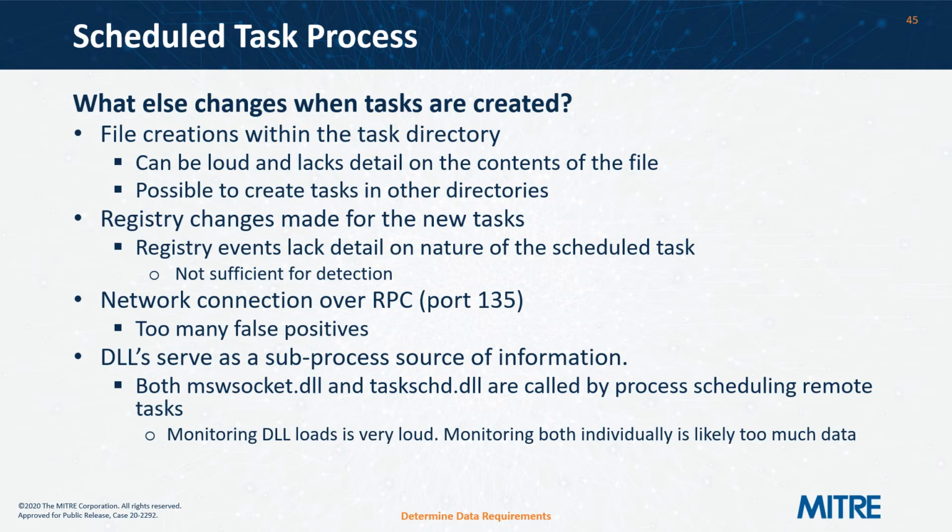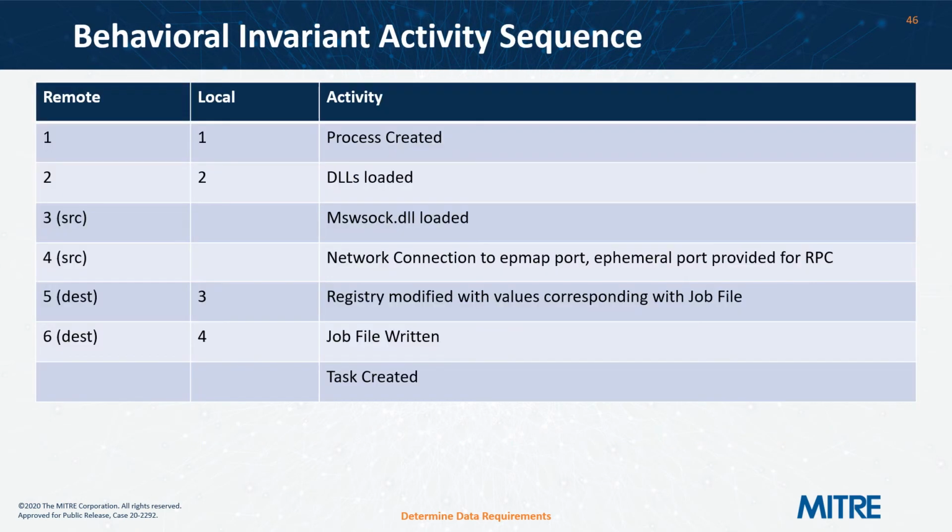In step 2, we also found some candidate behavioral invariants associated with task scheduling on Windows, such as job file creation, task registry key creation, network traffic to the task scheduler service for remote scheduling, and certain DLL loads. We summarized those behavioral invariants in this table.